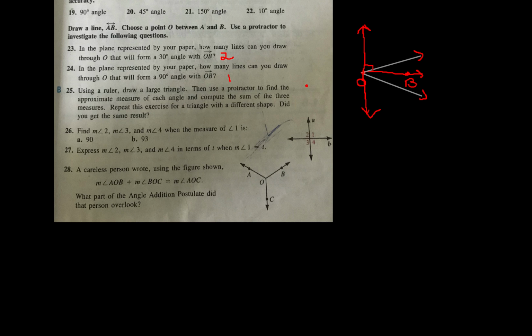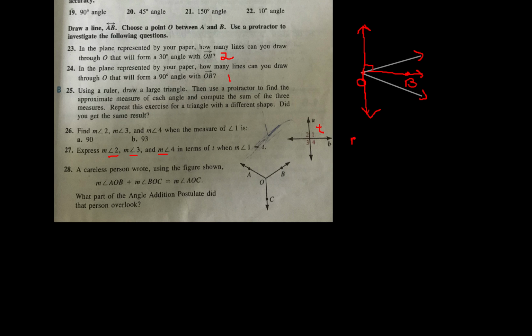Okay, the next one is 27. This one's a little complicated. It says express the measure of angle 2, measure of angle 3, measure of angle 4 in terms of t when the measure of angle 1 equals t. All right, this is a little different terminology. So if it says express in terms of t, it means t is going to be your answer.